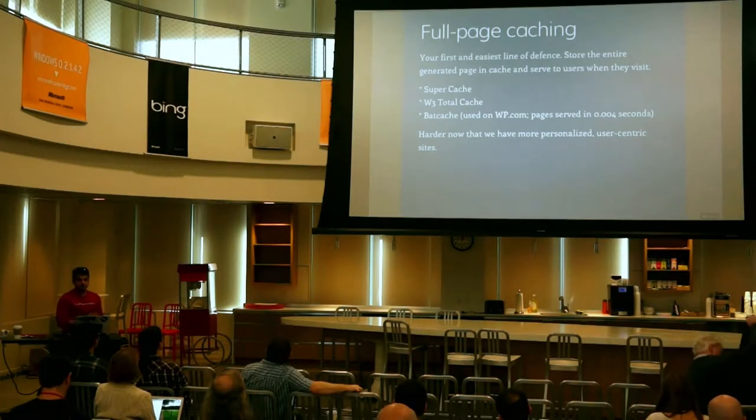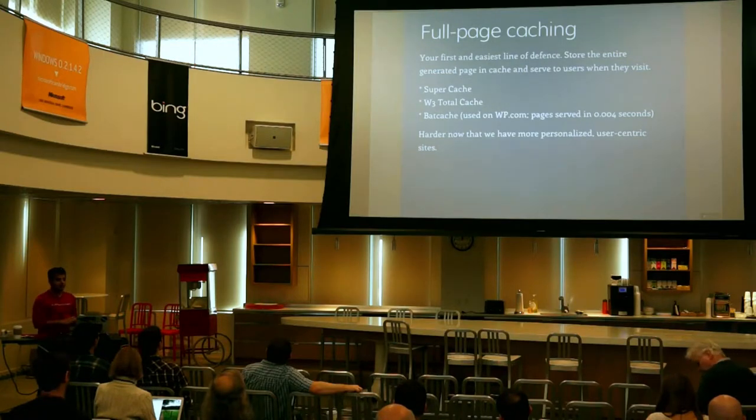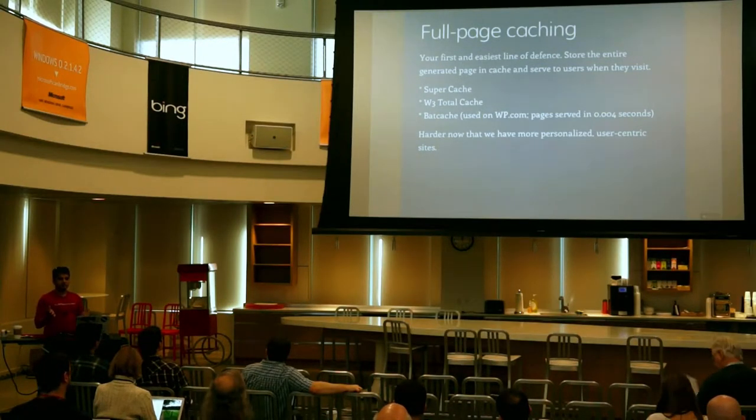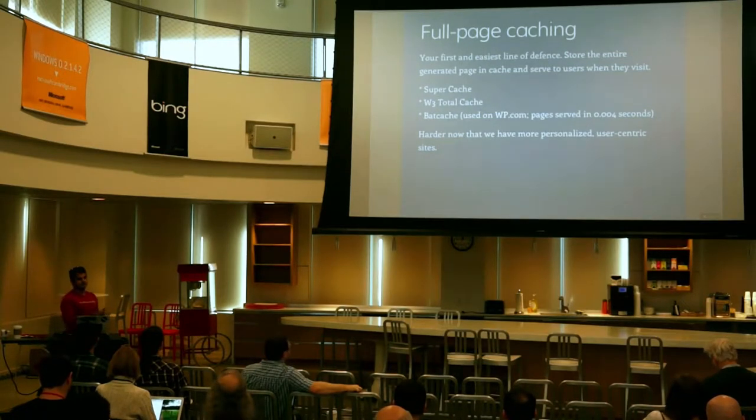The three most common ones tend to be Supercache and WP Total Cache. There are a few other plugins that you can use as well. On WordPress.com, we use a plugin that we built in-house called Batcache. It's basically a plugin that uses Memcached as a caching backend. The really cool thing about it is that we can serve pages within 4 milliseconds. That's incredibly fast. The main reason for that is that Batcache relies purely on memory-based caching instead of disk-based caching, which Supercache and WP Total Cache default to. WP Total Cache has options for memory-based caching as well, if you want to check that out.